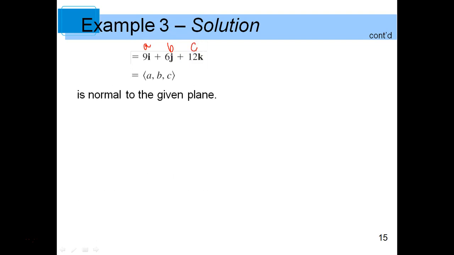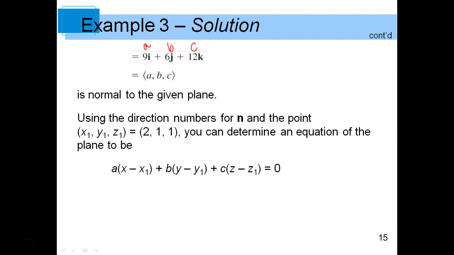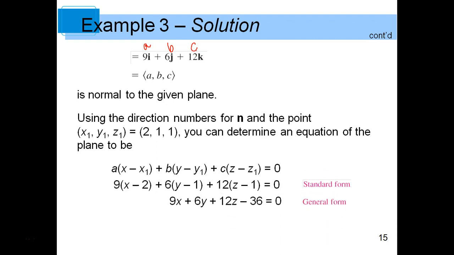Well, now that I have my point, and I have A, B, and C, I can go ahead and substitute everybody in. And then it's just a matter of cleaning everything up. Distribute and combine some like terms. And now you have the general form. If you're given the normal vector, it saves you the time of having to find the cross product. Or if you're given an equation of the plane that you are looking to work with, then you also know the normal vector because you'll be able to just pull out the A, B, C values.